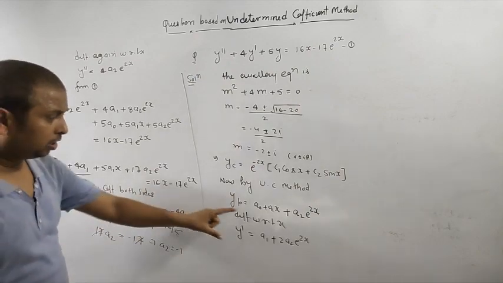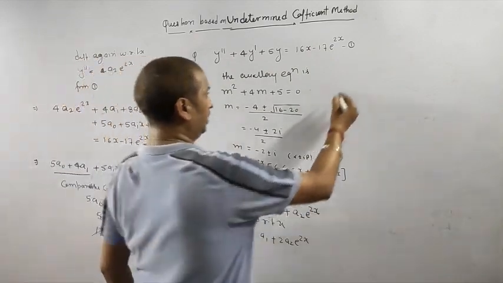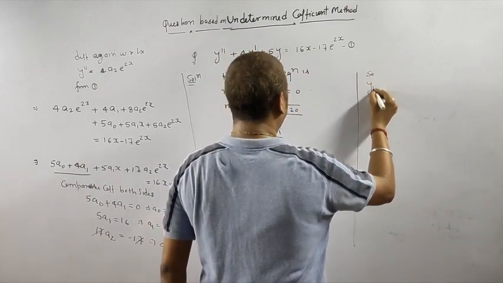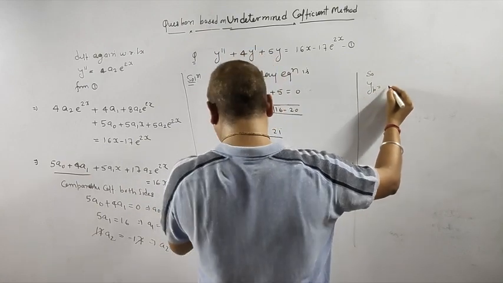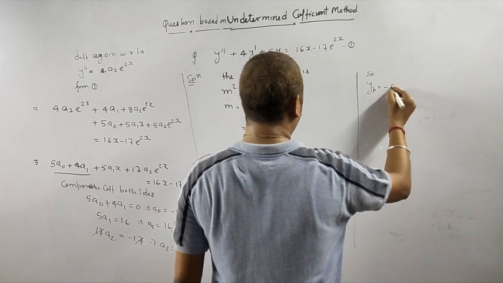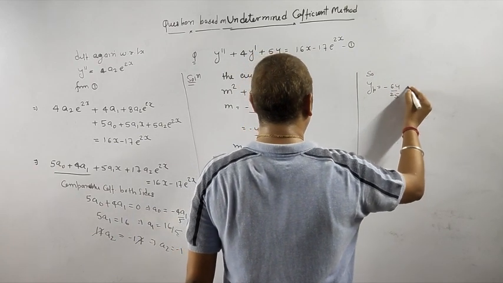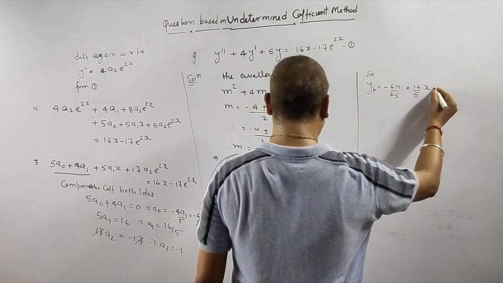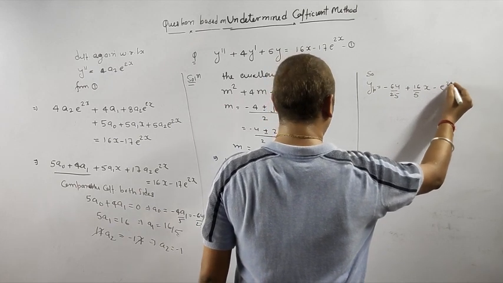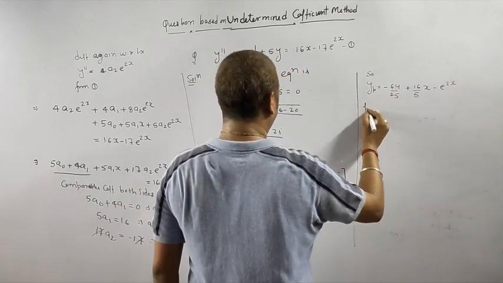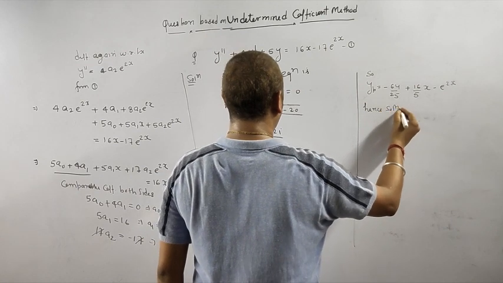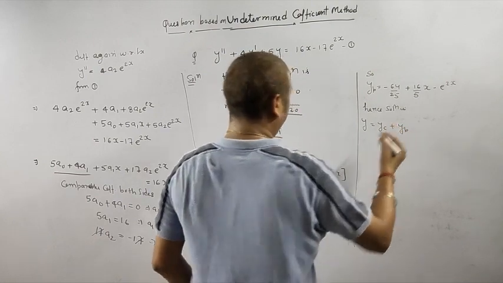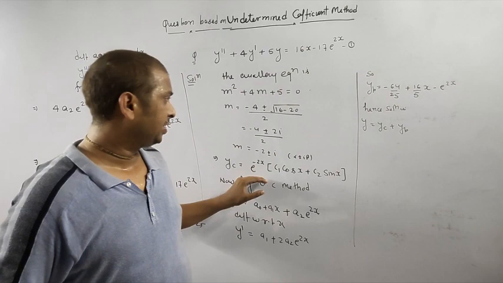Once you have calculated all the constants, just put them in yp. So yp is, what is a0? a0 is minus 64 by 25. What is a1? a1 is 16 by 5 x. What is a2? Minus 1 e to the power 2x. This is your yp. Hence the solution is y is equal to yc plus yp. This is your yp, this is your yc, add both.